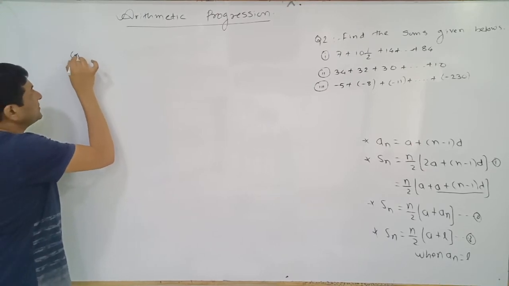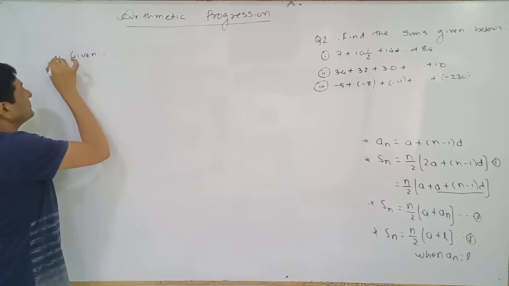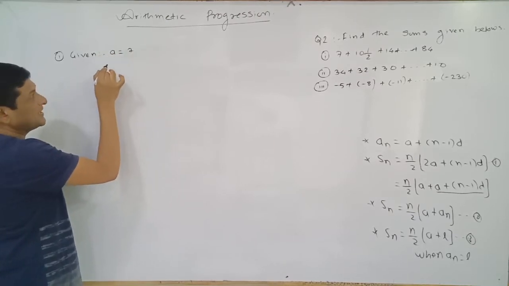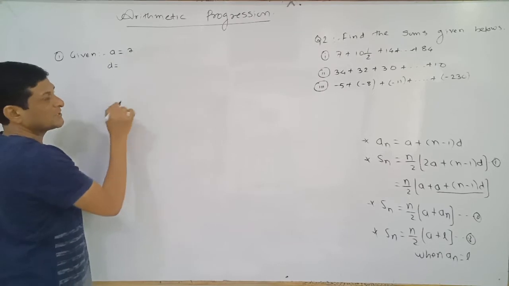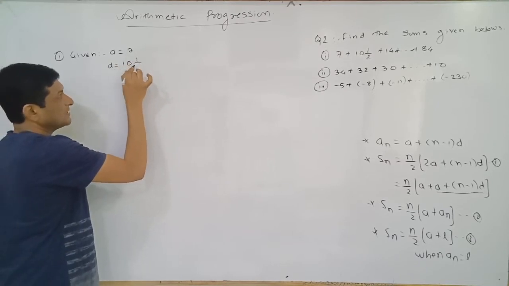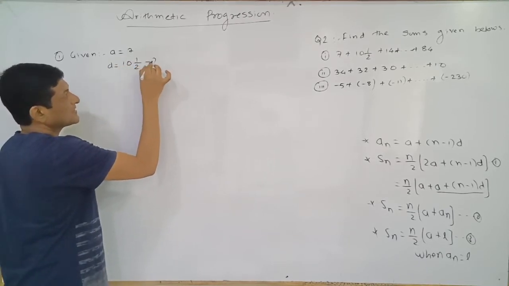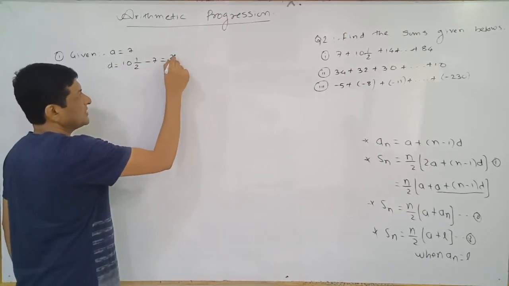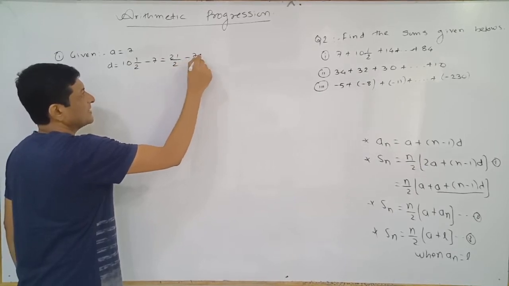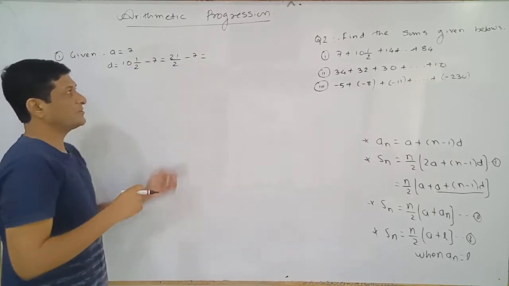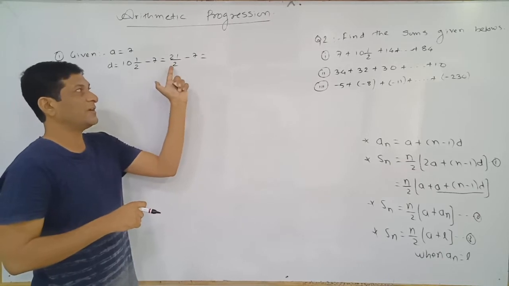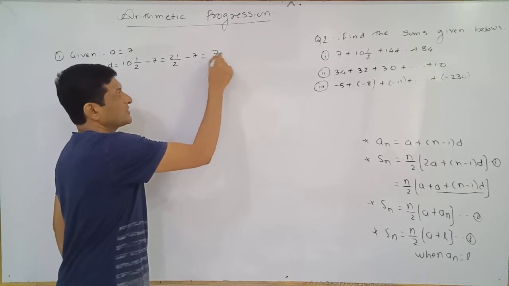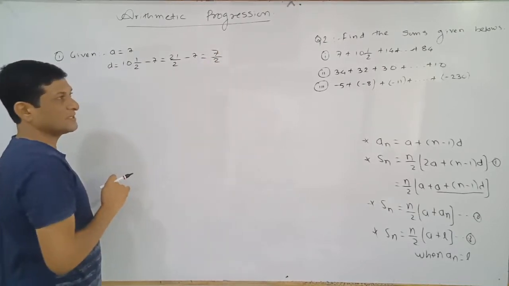Here it is given to us that in the first example a is equal to 7. Now we are finding d. D means the difference of any term from its previous term. Means 10 and 1 by 2 minus 7, which is 2 tens are 20, 20 plus 1 is 21 upon 2 minus 7. Let us take the cross multiplication here. 1 into 21 is 21 and 2 into minus 7 is 14. 21 minus 14 will be equal to 7 by 2. So here the difference is also known to us.